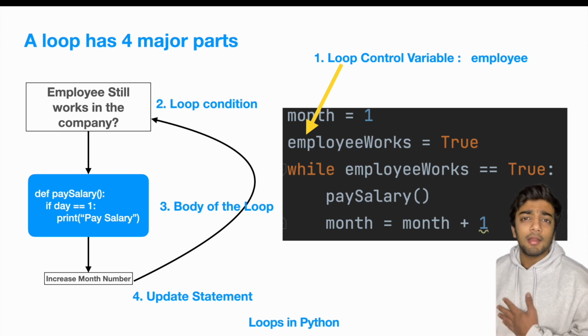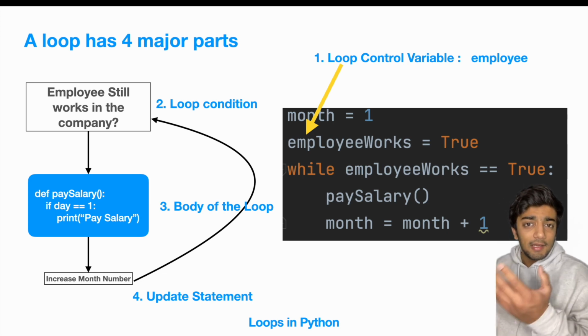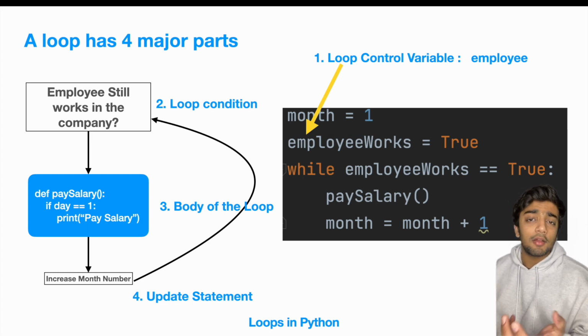I prefer calling it the update statement simply because it's just shorter. We don't really need to complicate things, right? So the update statement usually increments or increases, or decrements or decreases, the loop control variable or any other variable that your loop might be using to decide whether you still need to loop on or not.